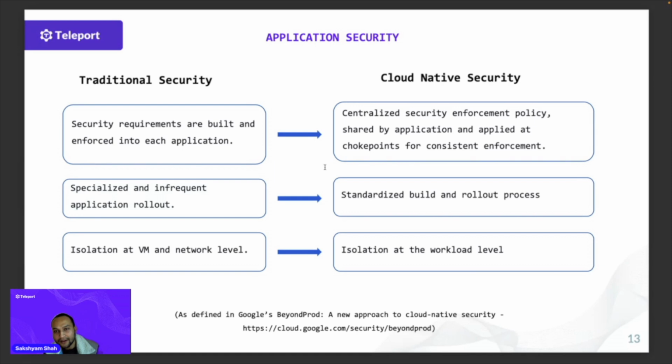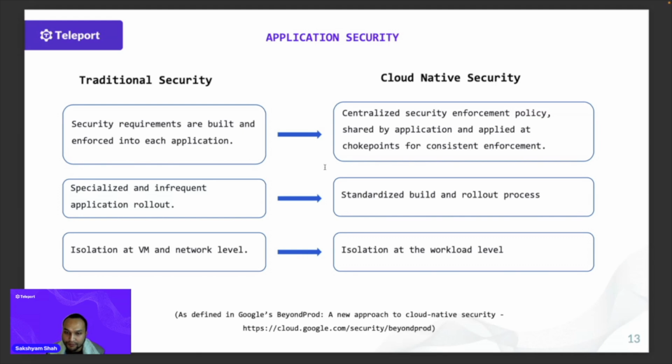But when you think about cloud native security, you have to think in a way that even if two different applications share the same underlying resources, there has to be enough security that the compromise of one application or the underlying resources would not affect the other application.